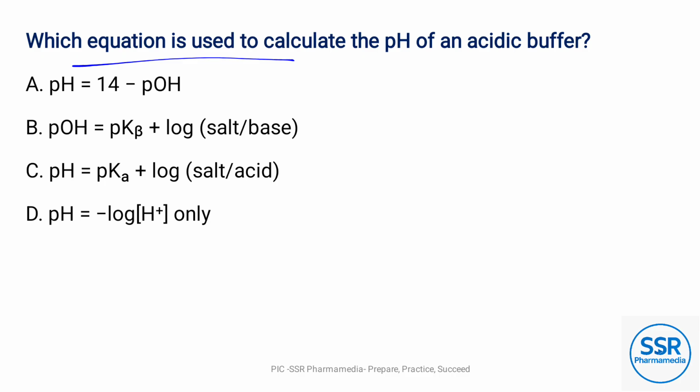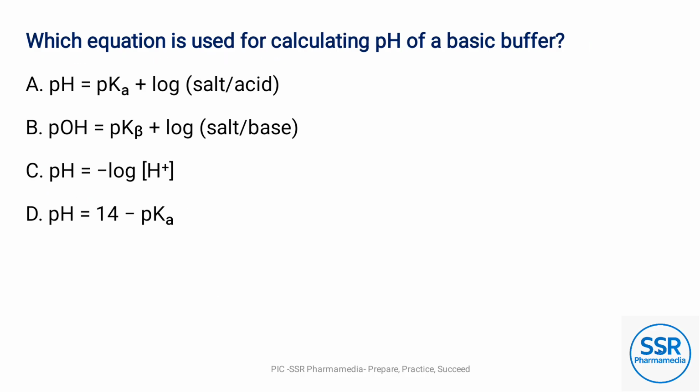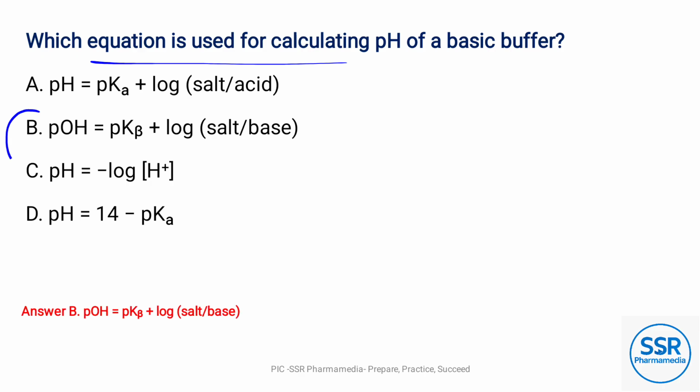Which equation is used to calculate the pH of an acidic buffer? Option C: pH is equal to pKa plus log salt divided by acid. Which equation is used for calculating the pH of a basic buffer? The answer is option B: pOH is equal to pKb plus log salt divided by base.